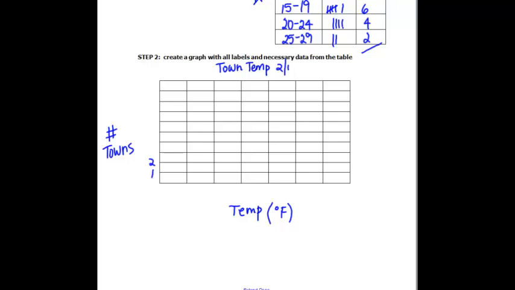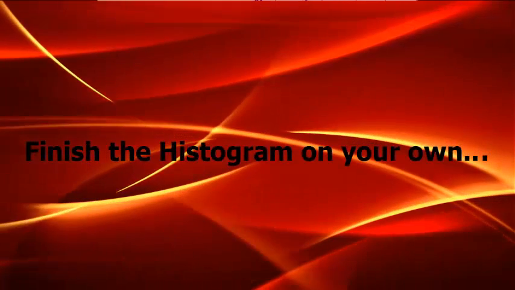7 was the highest number of towns that had a particular interval. So I've got to go at least up to 7. And then my intervals are going to go along the x-axis, 0 to 4, etc. So you can go ahead and do this, and then you will create your bars. So between 0 and 4, there were 4 number of towns, and I can just create it like that. So you can finish this on your own and come back and check.